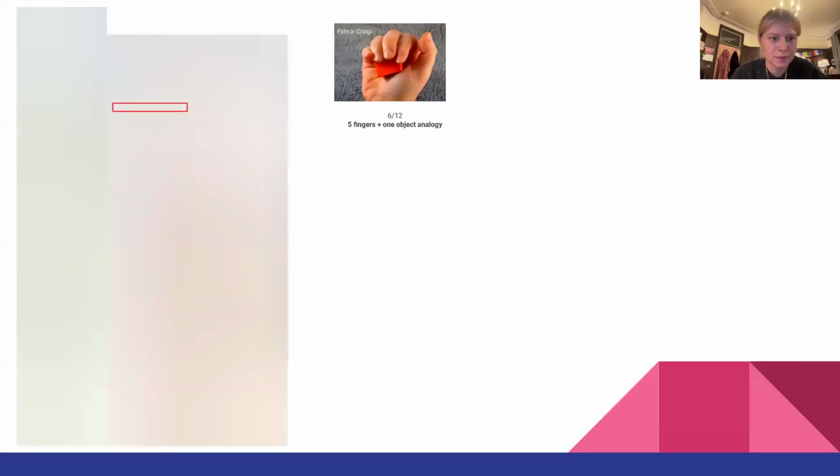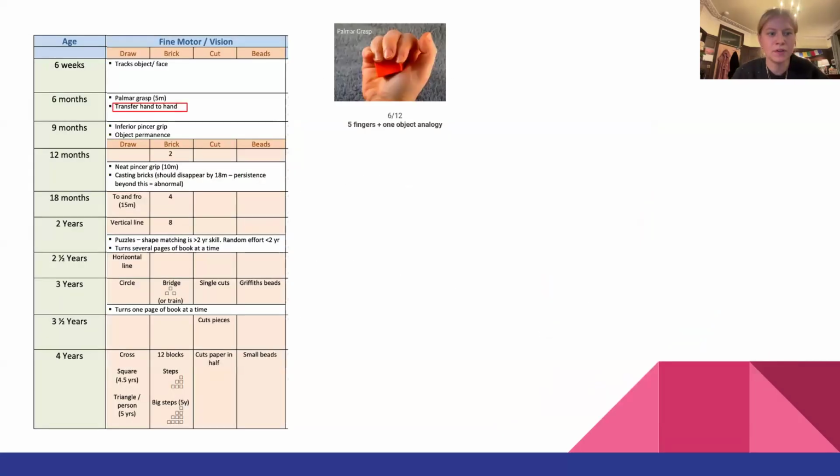Okay, so if we go on to the next one. So fine motor and vision now. For fine motor, first of all, they start with the palmar grasp at 6 months. The way I remember that is you have an object in your hand, you have 5 fingers plus 1 object that you're holding on to. So that's your 6 months.